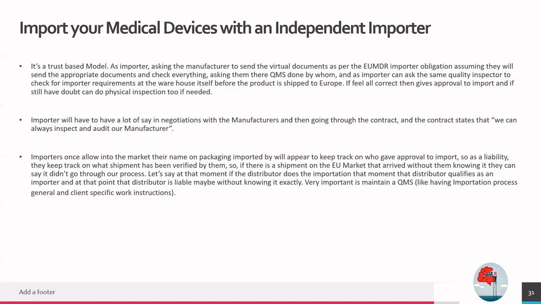So as a liability, they keep track of what shipment has been verified by them. So if there is a shipment on the EU market that arrived without them knowing it, they can say it didn't go through our process.